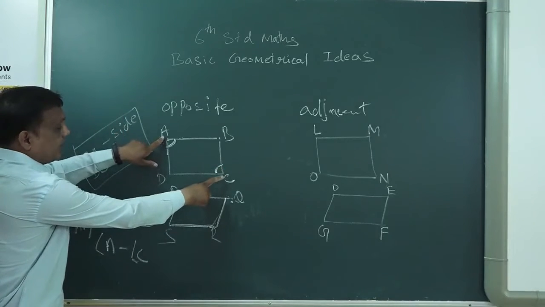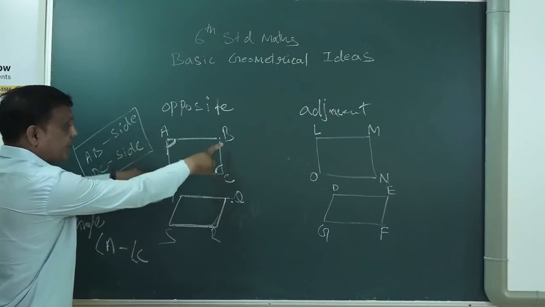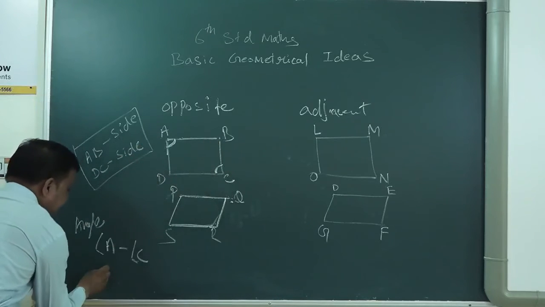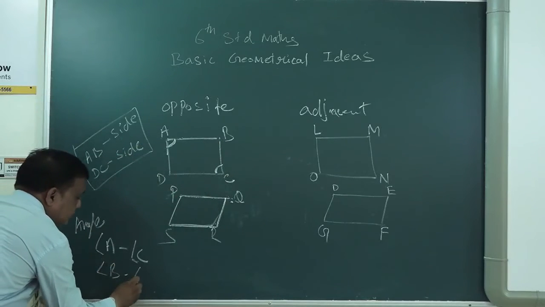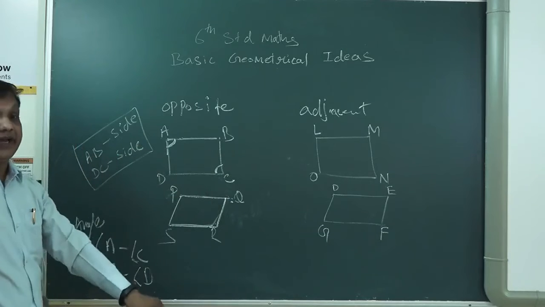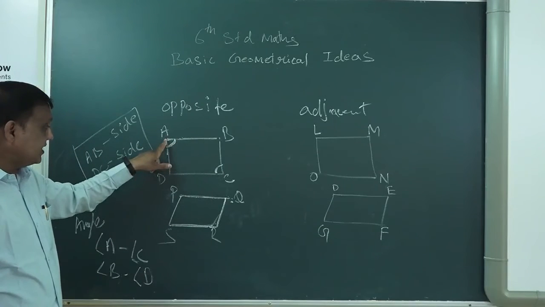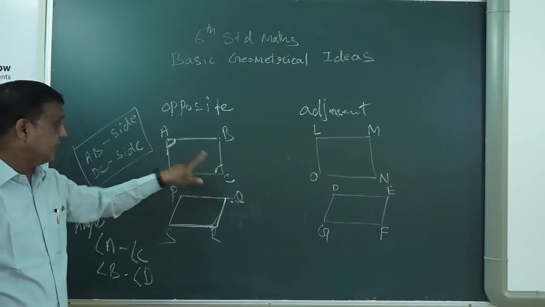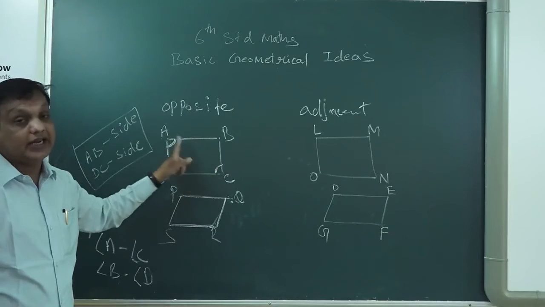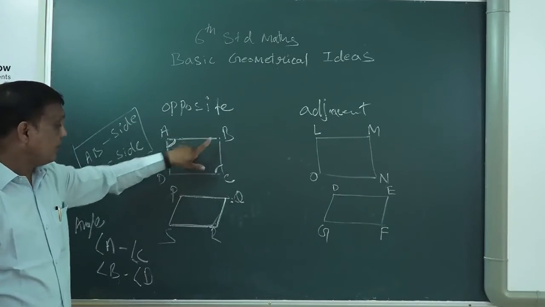आमने सामने. Angle A is opposite to angle C and angle B is opposite to angle D. Please pay attention. Opposite angle. These are the opposite angles. Angle A is opposite to angle C. Angle B is opposite to angle D.